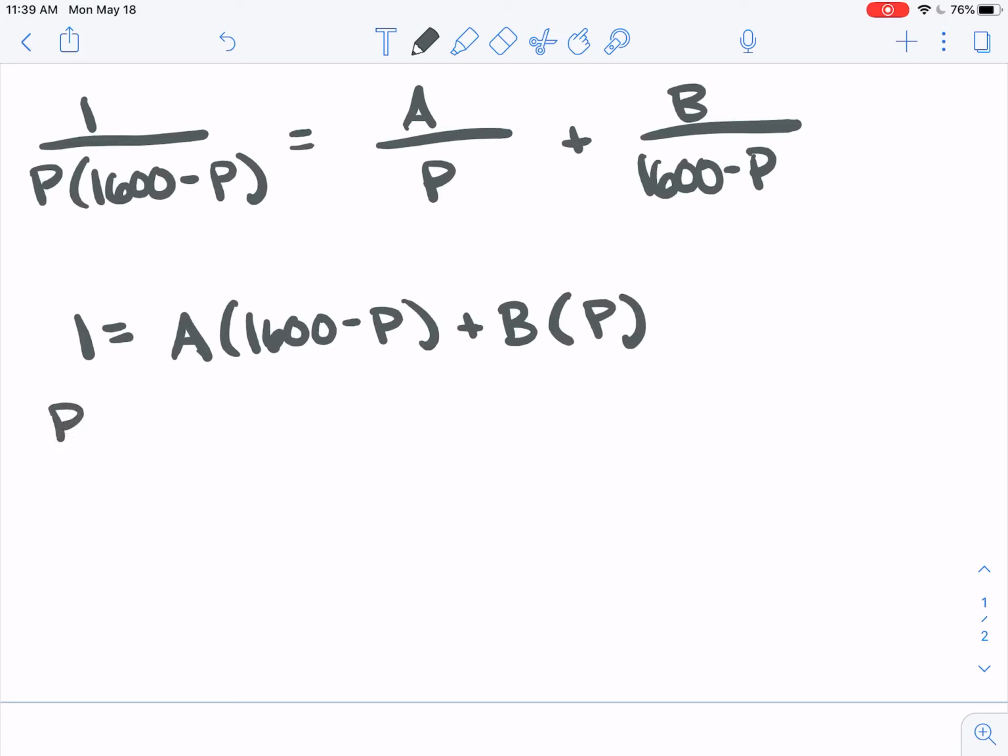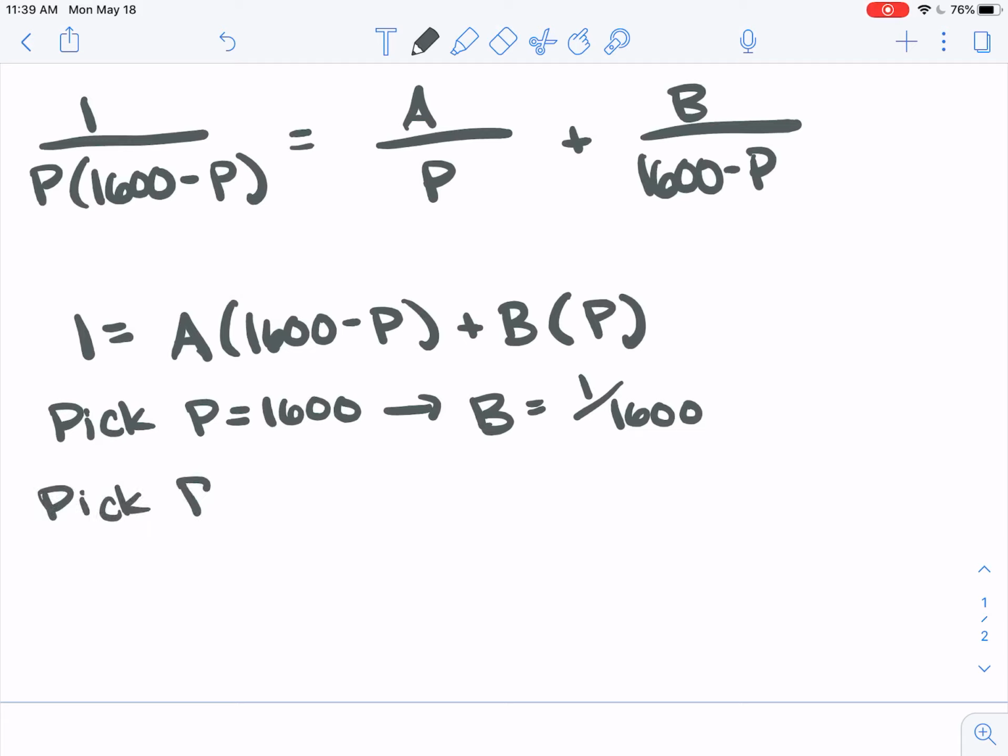This equation has to be true for all values of p, so we pick convenient values. Pick p equals 1,600. That zeroes out the part involving a, and we get b equals 1 over 1,600. If we pick p equals 0, that zeroes out the part with the p in it, and we get a equals 1 over 1,600. So that's nice.